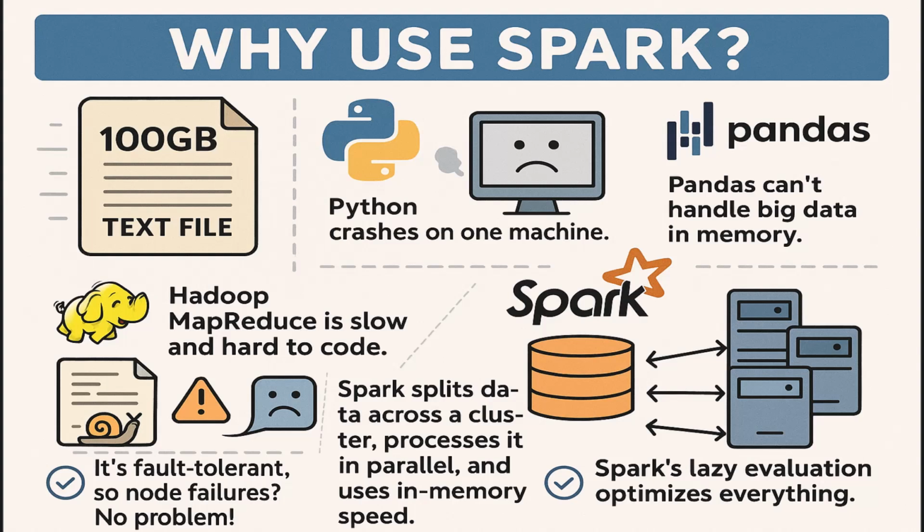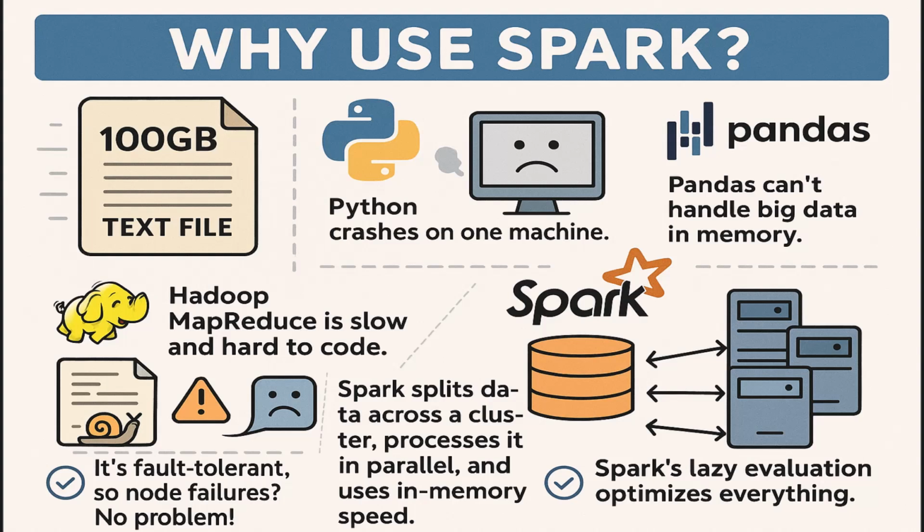First, why use Spark? Imagine you have a 100 GB text file. Python crashes on one machine if you want to process this huge text file. Pandas cannot handle big data in memory. And also, Hadoop MapReduce is slow and hard to code. Spark splits data across a cluster, processes it in parallel, and uses in-memory speed. Spark is fault tolerant, so if a node fails, it's no problem. Spark lazy evaluation optimizes everything.